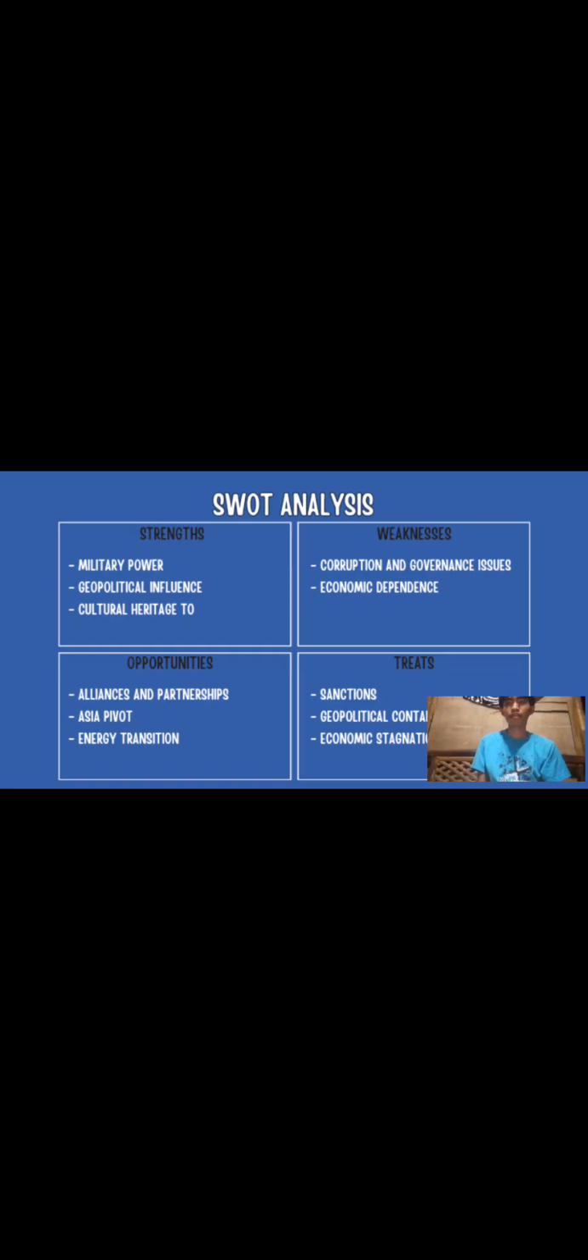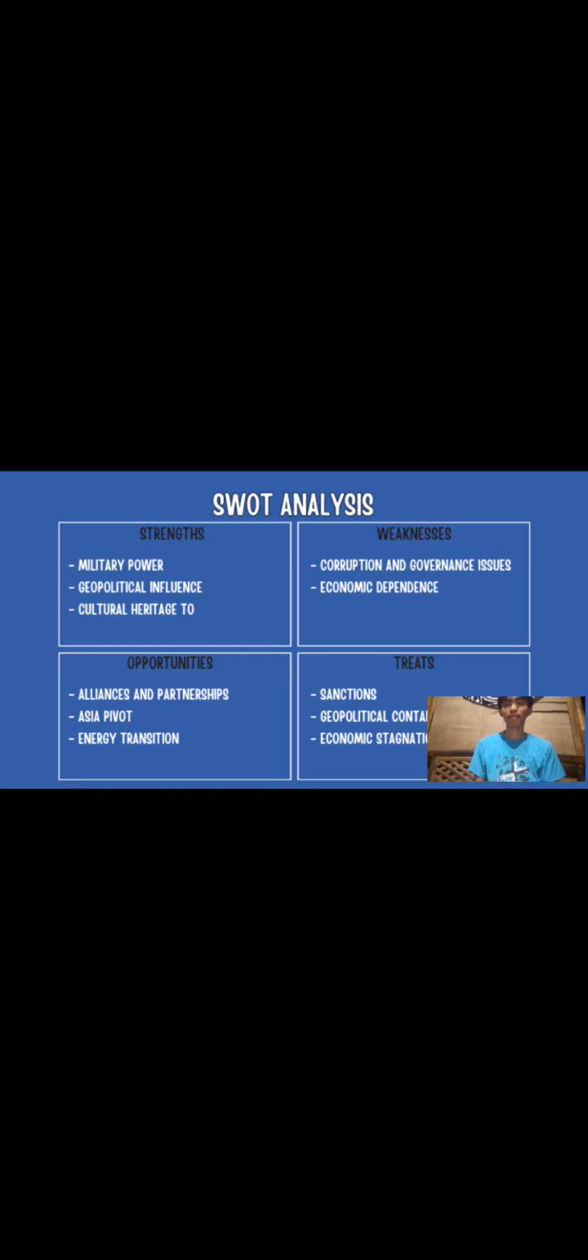Next, cultural heritage. Russia has a world-renowned culture with contributions to literature, music, ballet, art, and cinema that are celebrated globally. Weaknesses: corruption and governance issues. Pervasive corruption erodes efficiency, public trust, and the business environment, while centralized governance can limit flexibility and accountability.